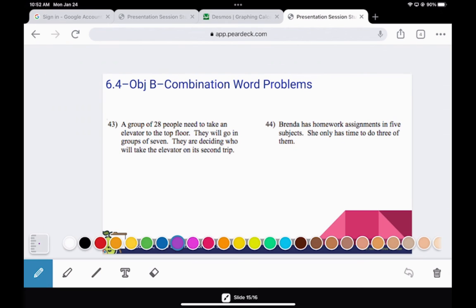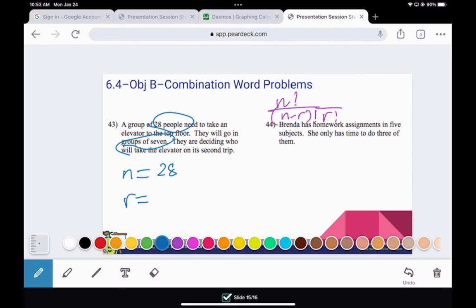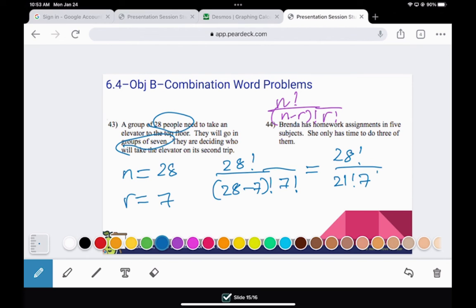Let's look at word problems for combination. Same idea. N factorial over n minus r factorial, r factorial. Okay? So let's look at this. N and r. A group of 28 people, they will take the elevator. They will go in groups of 7, so r is 7. Decide permutation or combination, so it's 28 factorial over 28 minus 7 factorial, 7 factorial. Put it in the calculator. That will give you a solution.